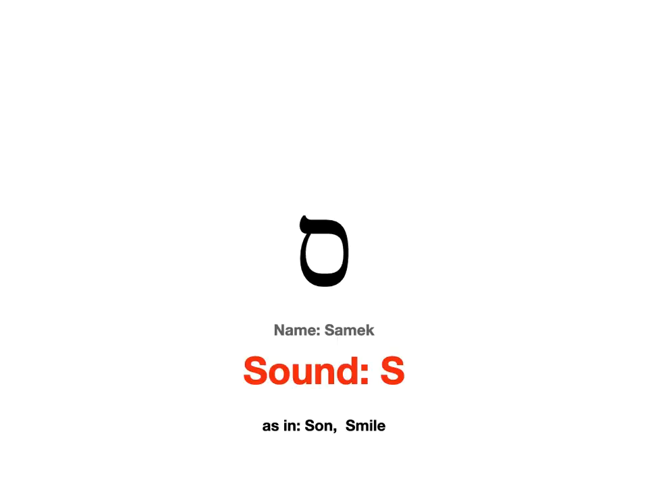Next is Samek. S. The sound is S, like sun or smile or snake. S, Samek. It is kind of like an O in English, except it has a little tiny hook on the top left. So when you write it, it's like an O in English with a little hook on the top left.